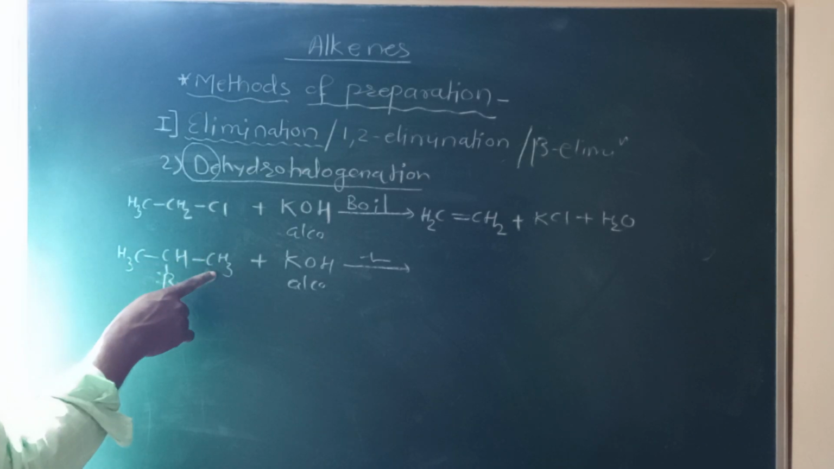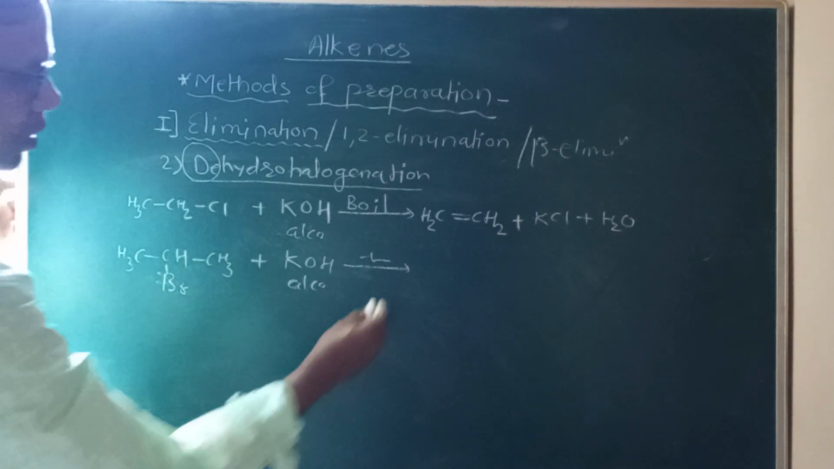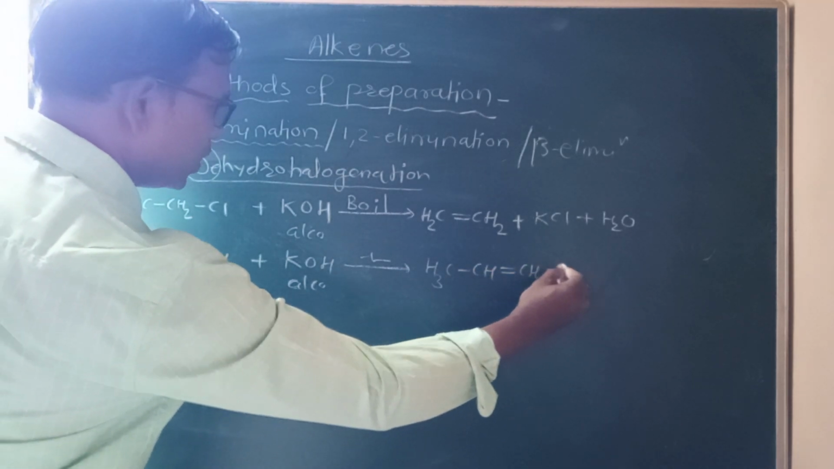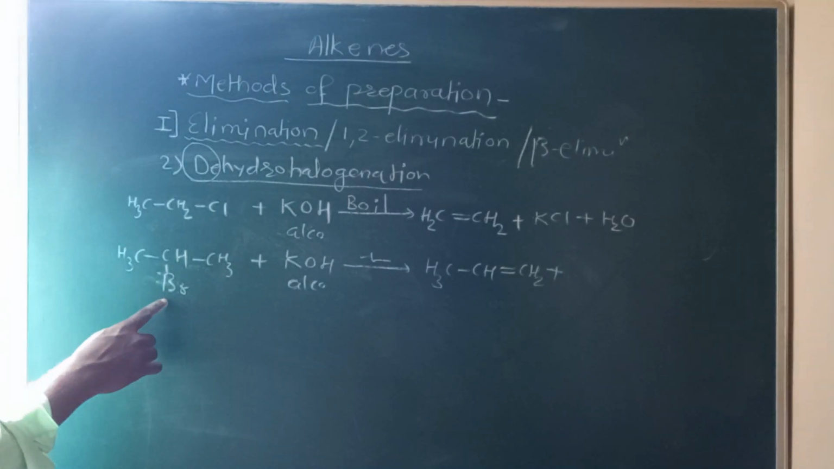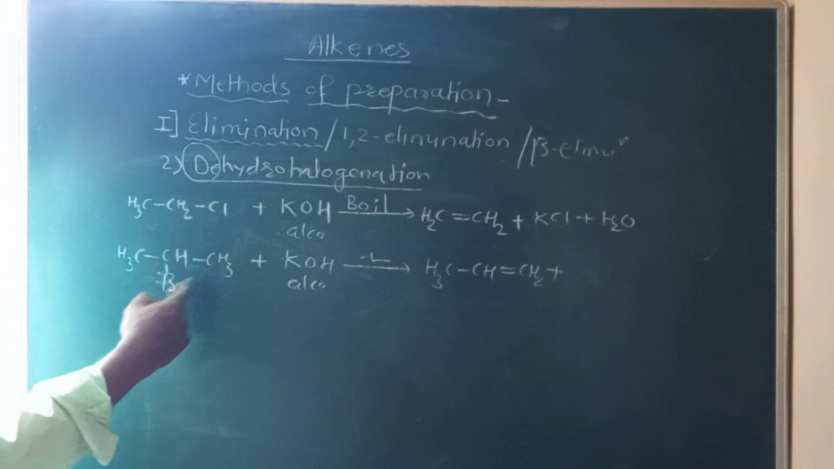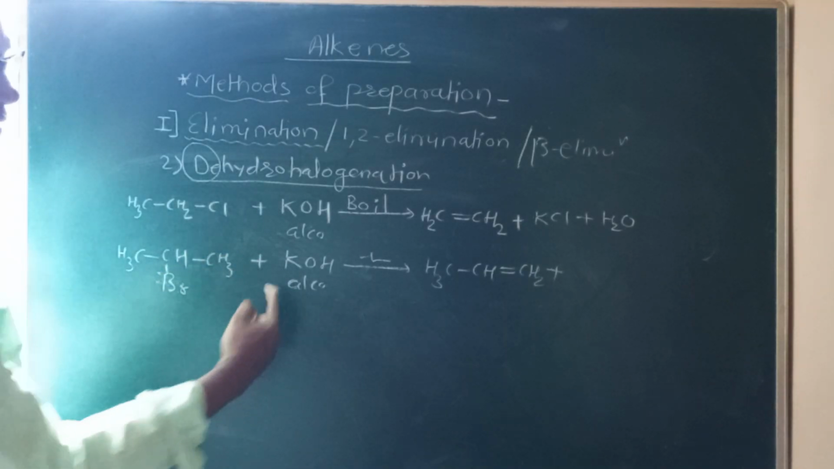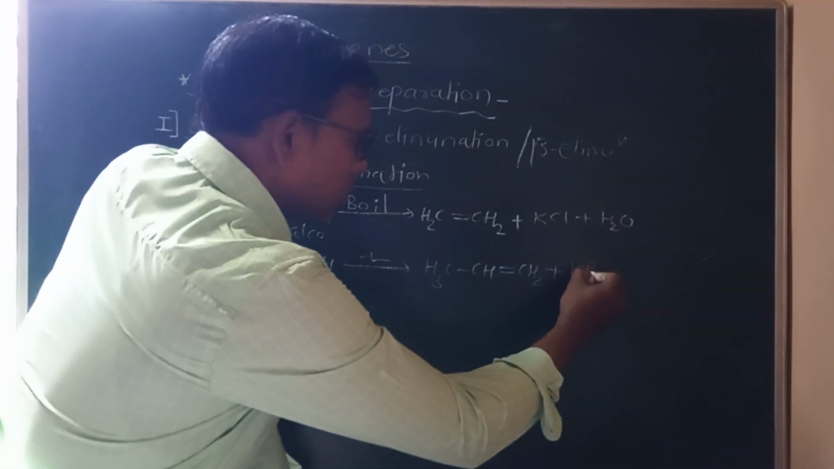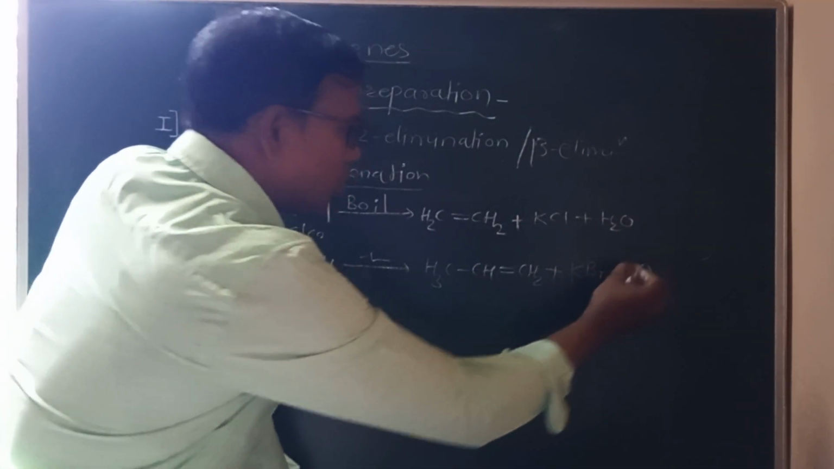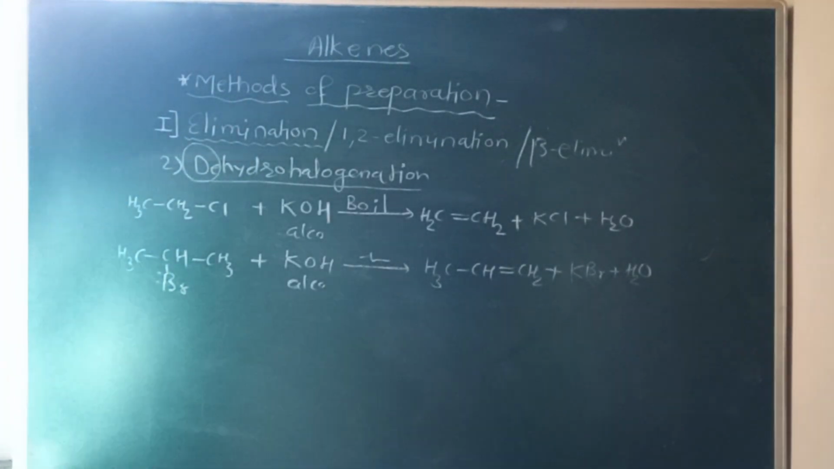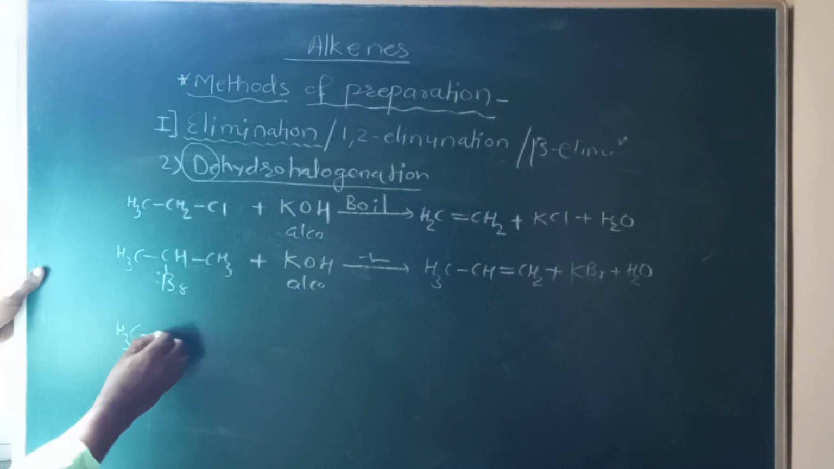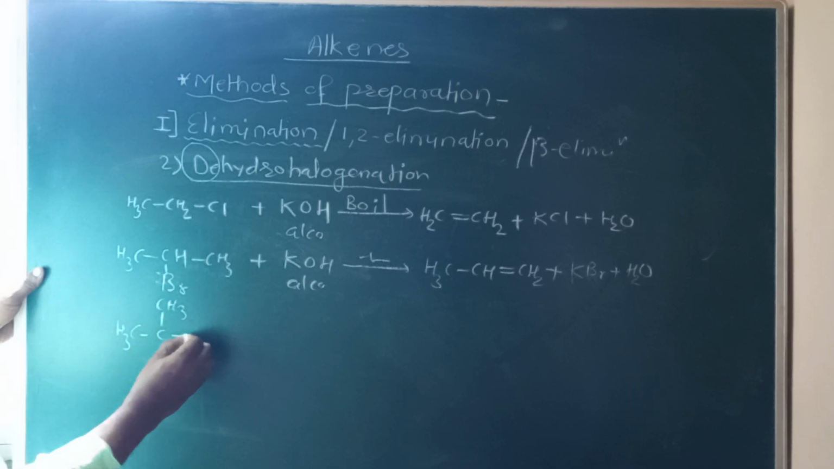If I remove H from this carbon, then there is formation of a double bond. So I will get CH3, then CH, then double bond, CH2, plus what? Loss of H and Br, that is HBr. That HBr, which is a halogen acid, gets neutralized by this base, KOH, giving salt and water. So they undergo a neutralization reaction. The salt in this case is KBr and a molecule of water, H2O. So what is this? It's propene.